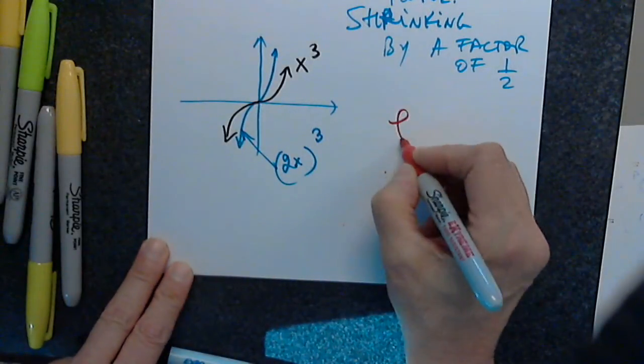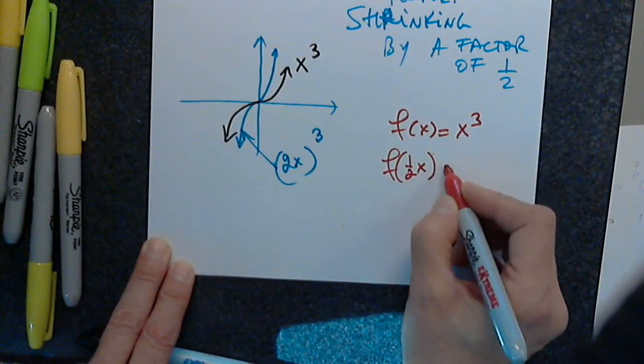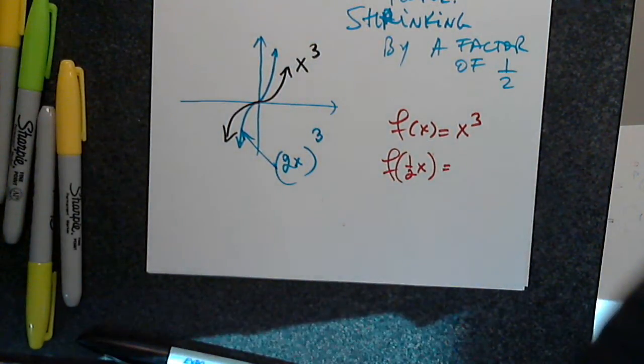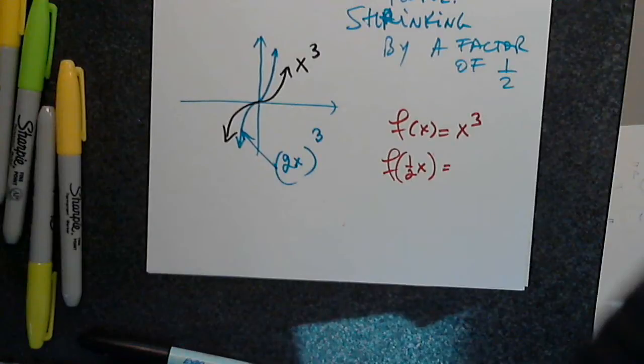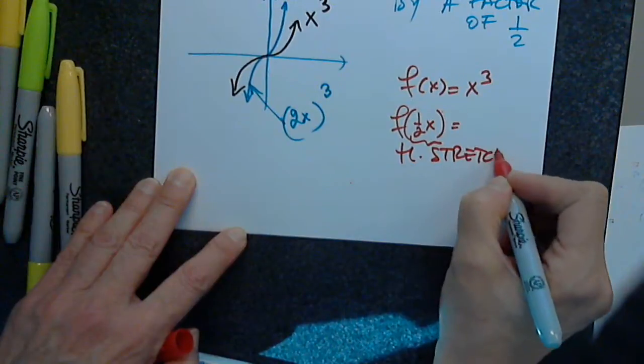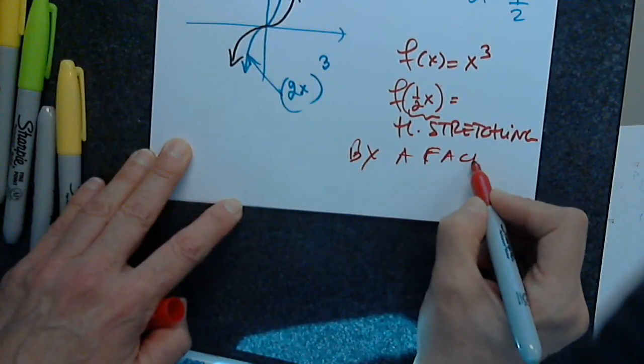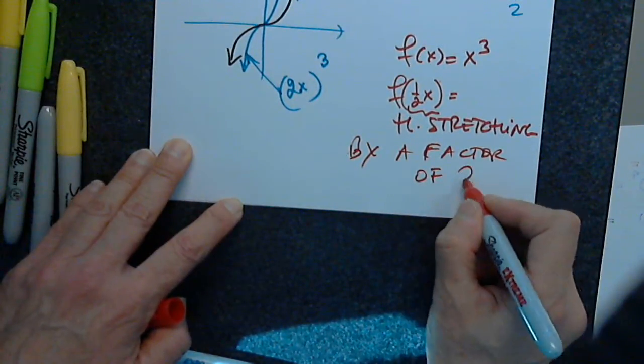So if I ask you now, this is f of x, which is x cubed, but now I want f of 1/2 x. I don't have to go through the steps again. I know exactly what this is going to do. It cannot do this. This was already taken. So it will do exactly the opposite of what you would expect. So this is a horizontal stretching of the graph by a factor of, indeed, 2.